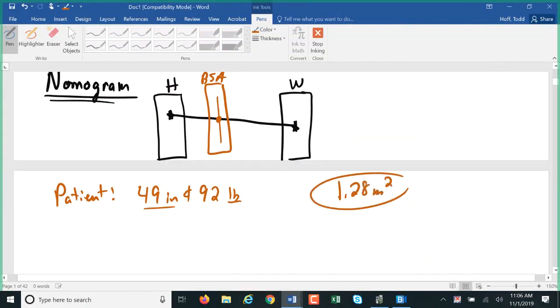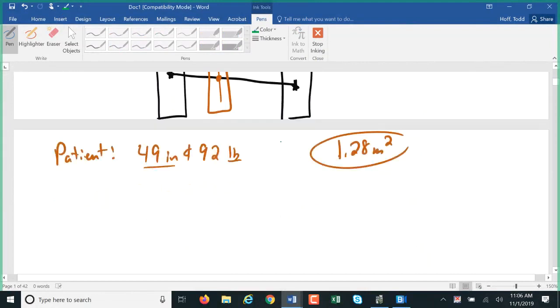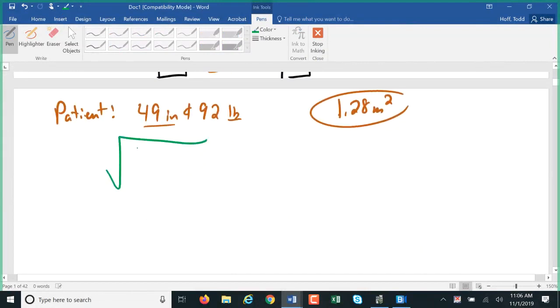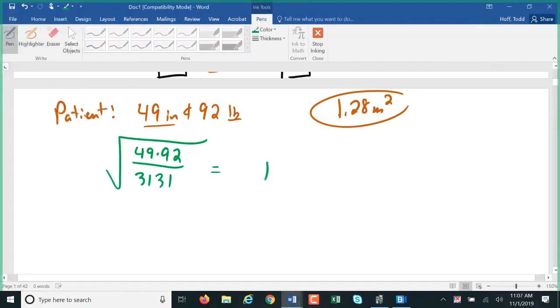So 1.28 meters squared is our approximation off the nomogram. Let's calculate it out using the formula to see what it would come out to be. So if we use the formula, that'd be the square root of 49 times 92 over 3,131. 3131. That gives us 1.20 square meters.